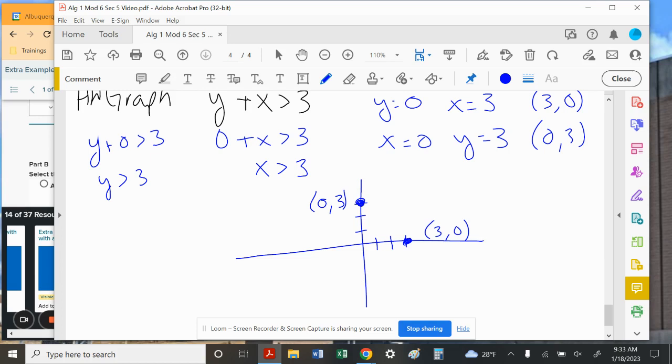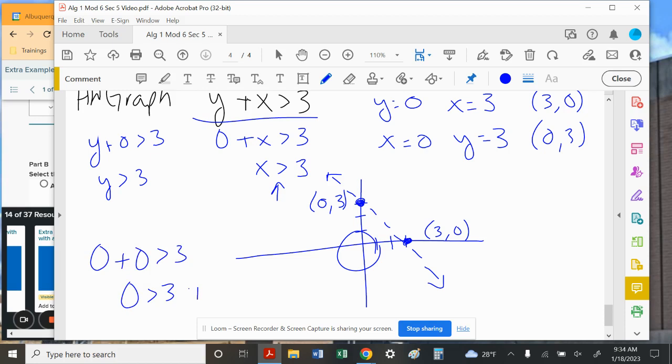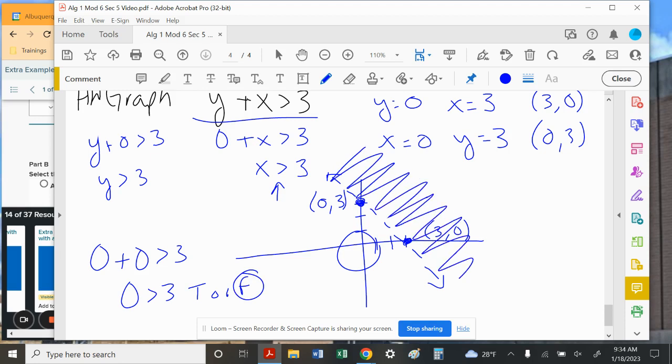Notice in this case it does not have an equal sign, so it's going to be a dashed line. And then we have to figure out whether 0, 0 falls in that. Now we do the same thing. Notice that 0, 0 is not part of the line, so we're going to plug it into the original equation. So I have 0 plus 0 is greater than 3. 0 is greater than 3. Is that true or false? It's false. Therefore, 0, 0 is not part of the plane, so the plane is going to be drawn on the other side.